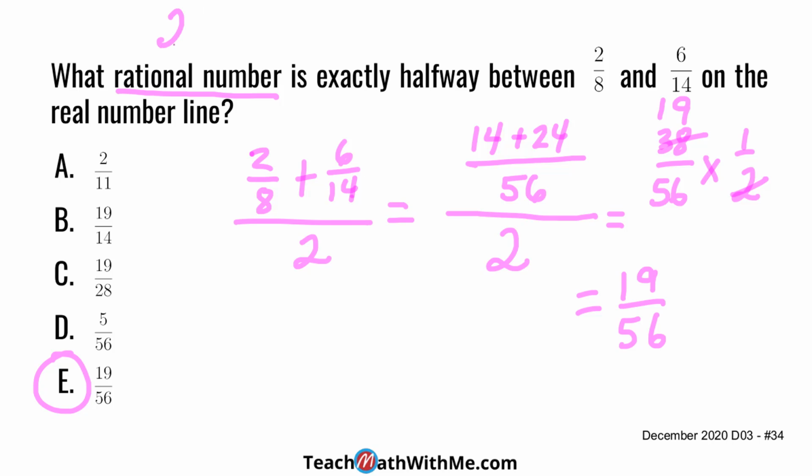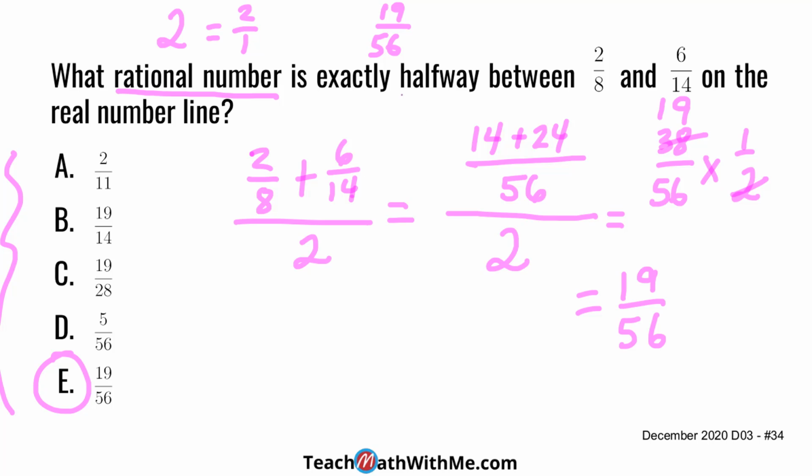Whole numbers, 2 is a rational number because it can be expressed as 2 over 1. It still can be expressed as a fraction. But that's also why 19 over 56 is a rational number expressed as a fraction. And a hint on your rational numbers, if you look at all your answer choices, they are all rational numbers in fractions. So we knew we were looking for a fraction.